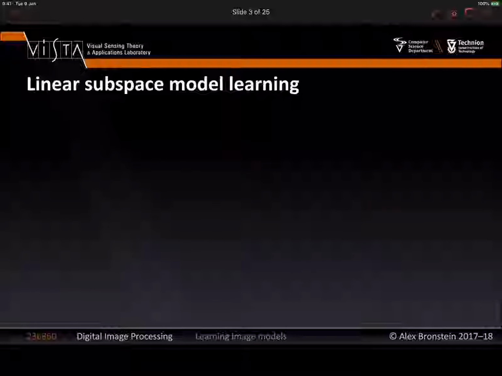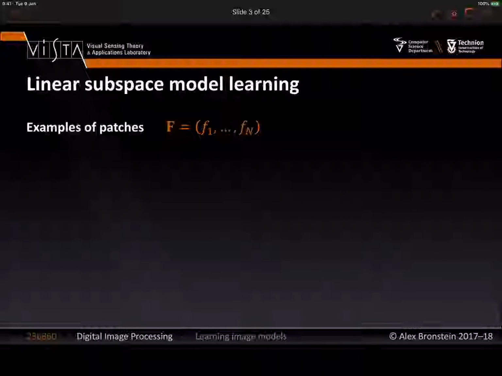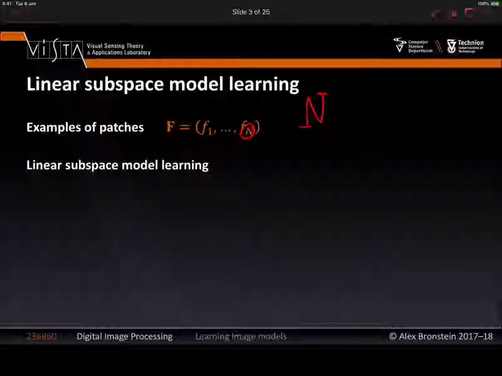So let's assume that we have examples of patches. I take capital N, and this N is very big. I harvested zillions of patches from, let's say, Google image search or from Flickr or from whatever collection of natural images you prefer, and I collect them into something that eventually can be thought of as a matrix F. So it has many columns. And now I would like to learn a linear subspace model.